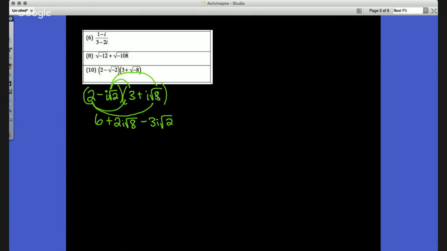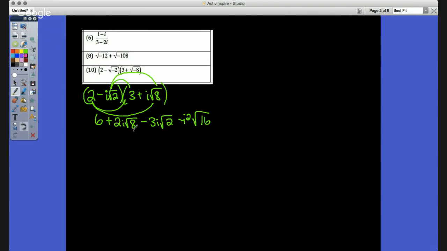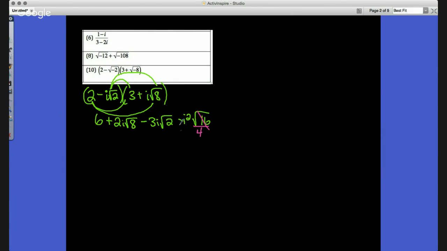And negative i square root of 2 times i square root of 8. We multiply the outside to get negative i squared. Square root of 2 times 8 would be 16. Now this is where we can start simplifying. For instance, the square root of 16 would be 4. Okay. i squared would be negative 1. And we also have a negative on the outside. So this is going to be positive, positive. So this will be positive 4. So we have negative 3i square root of 2 plus 4.